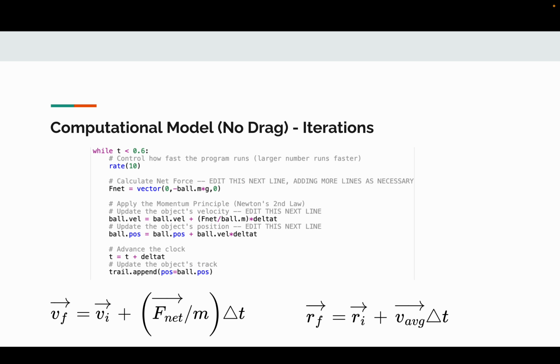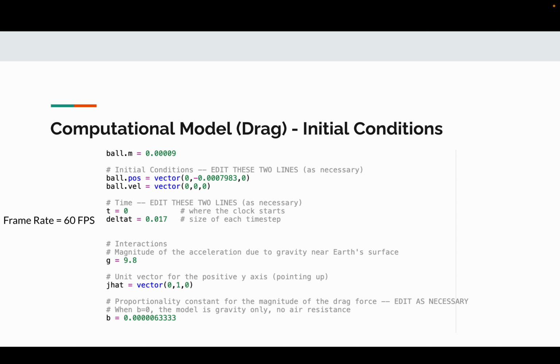Next, the while loop, which updates the object's position and velocity using both the formulas mentioned in the beginning slides. As you can see, the only force that's acting on this model is the force of gravity, so that will be included in the net force equation. The code to update the object's position and velocity is shown below. Notice how similar these codes look to the formulas below. Then delta t is added again to t until the time reaches the final observation time, that being 0.6 seconds.